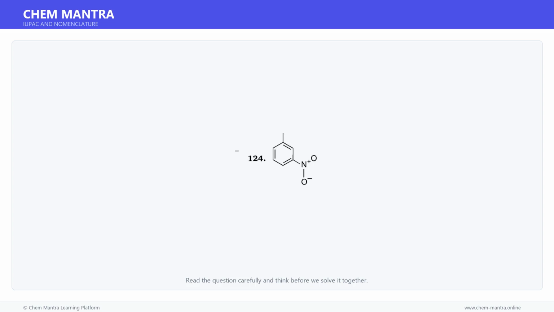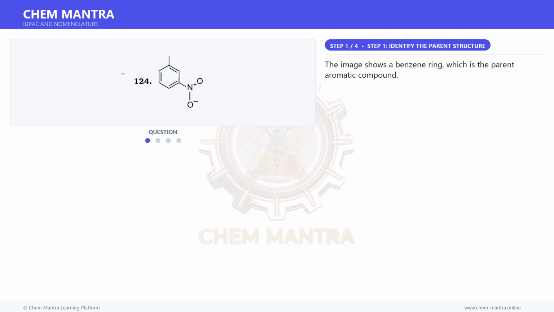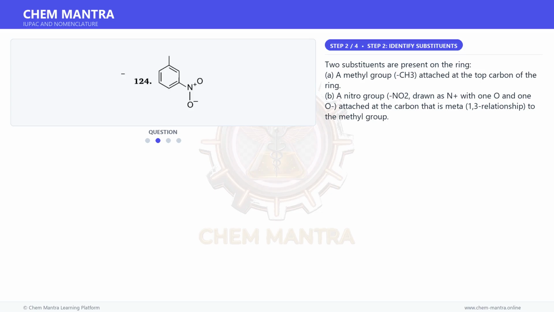Here is a question. Read it carefully and think about the answer. Let us solve it step by step. Let us begin solving this step by step. The image shows a benzene ring, which is the parent aromatic compound.